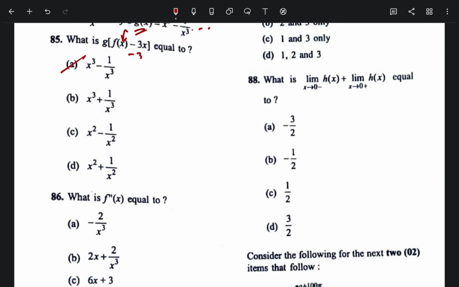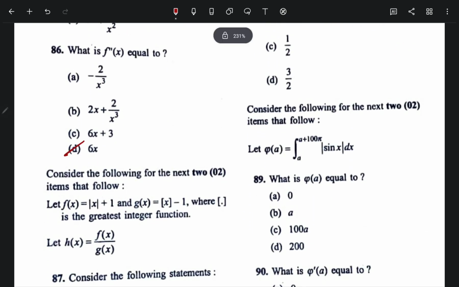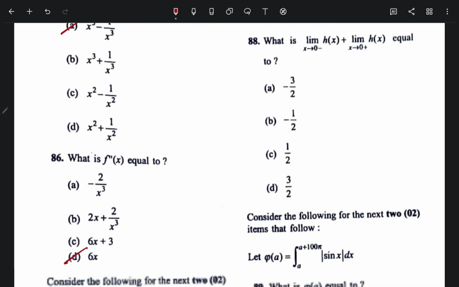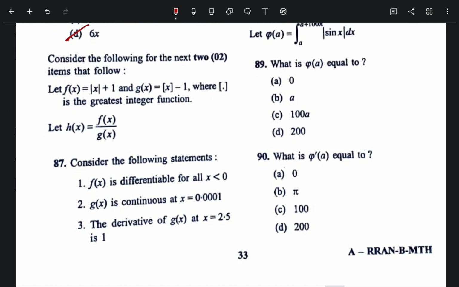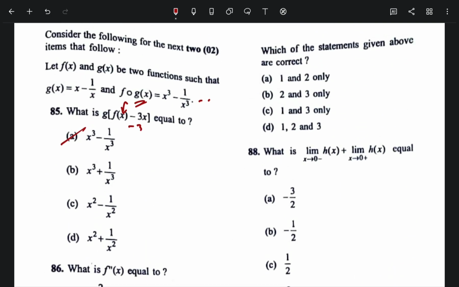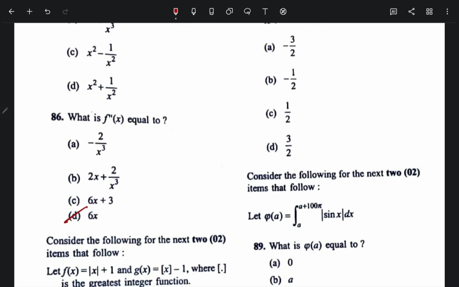86, the answer is D. You're just differentiating the equation 2 times. That's it, df of x. So 87, the answer is C. That is, it's just 1 and 3.